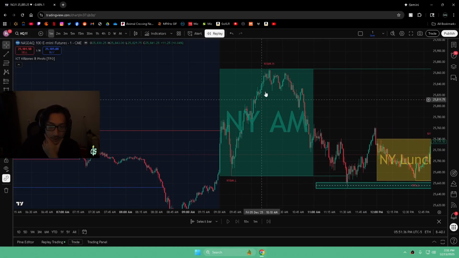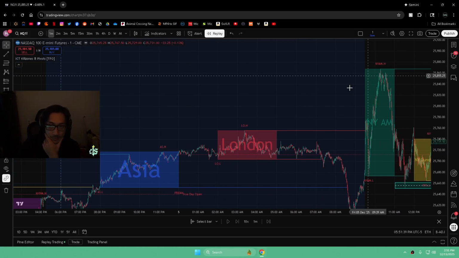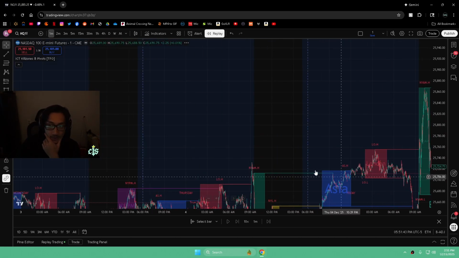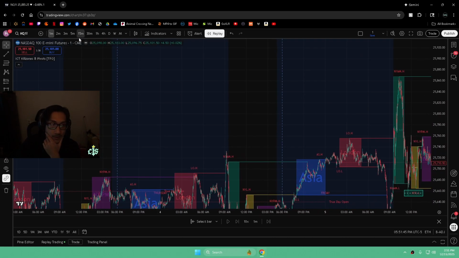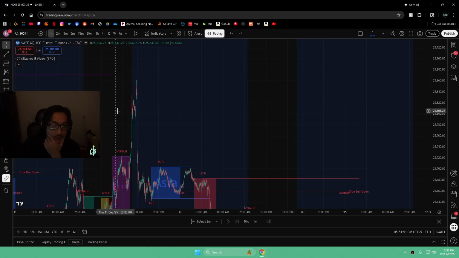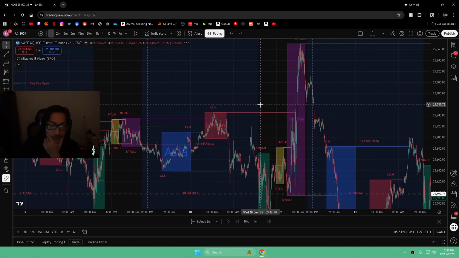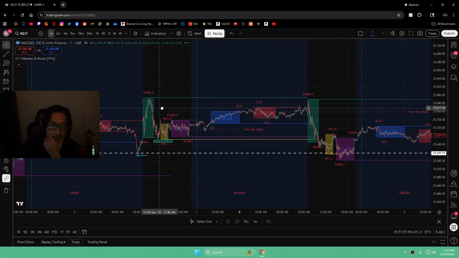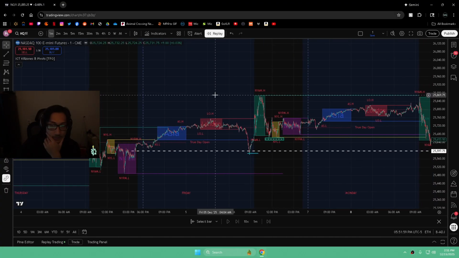This is our actual move. Boom. Takes out both these. After it takes both of those out, I wonder if it took out another liquidity zone. Let's go on the higher time frame. Oh shit, let's mark that out first. Mark out this high.